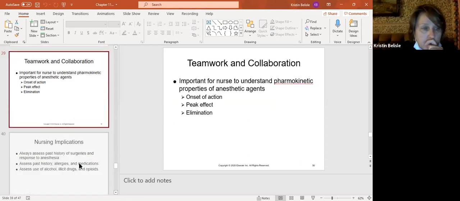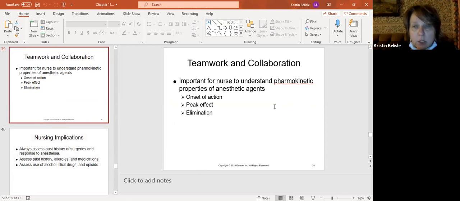Now let's talk about nursing these. So one thing is as the nurse, if you are using this stuff, we want to know the onset of the action, the peak effect, and the elimination, because you want to know, when are they going to go to sleep? When are they going down?